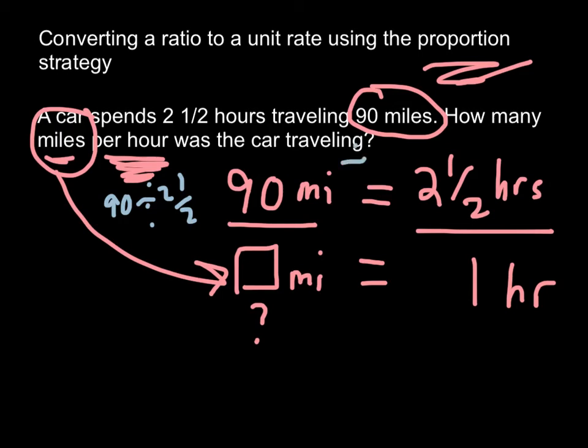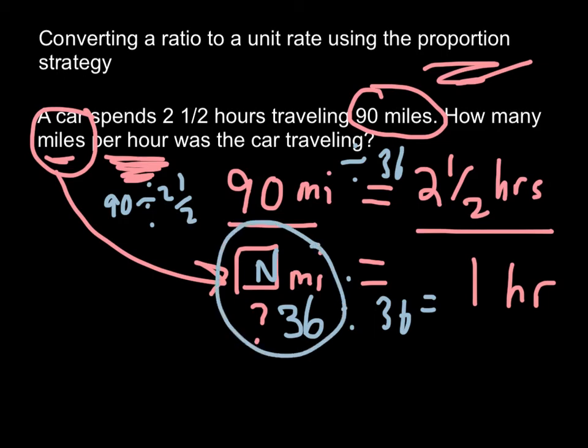So 90 divided by 36 is equal to 2.5. And so a number here divided by 36 will equal 1. The number that we're thinking of is, well, what number divided by 36 equals 1? 36. 36 divided by 36 equals 1. That means that a car that spends 2.5 hours traveling 90 miles is actually traveling 36 miles per hour.